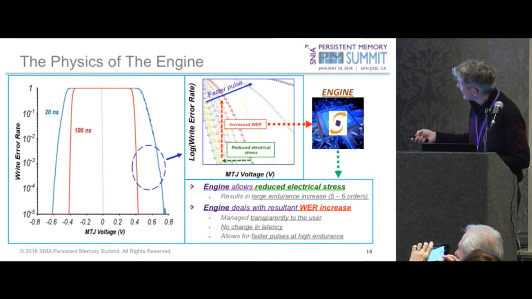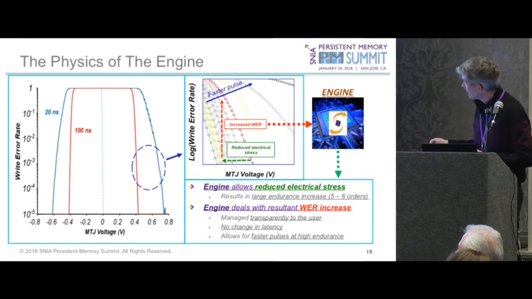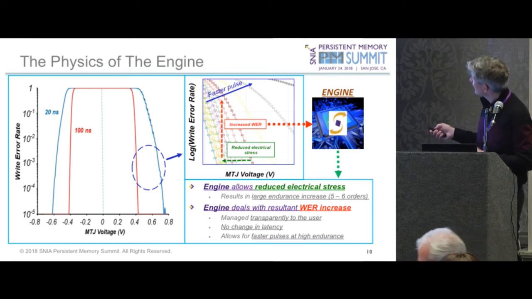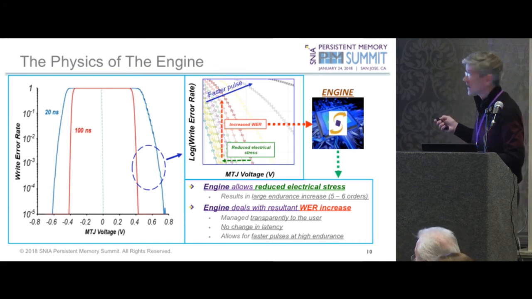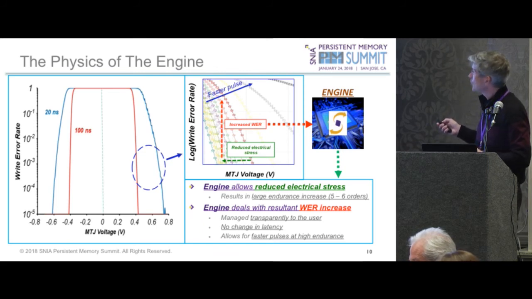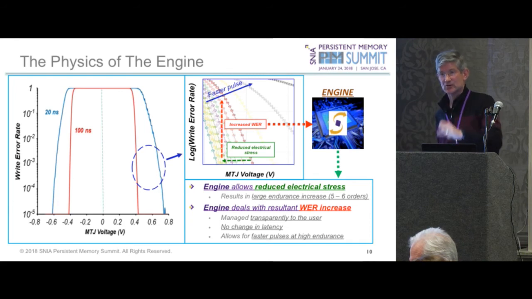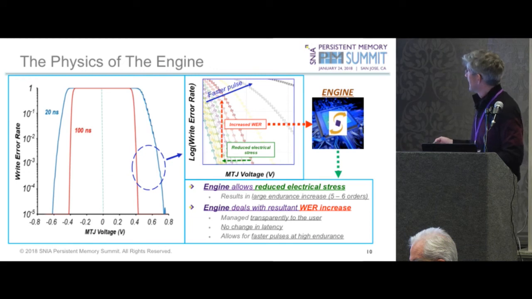So remember the write error rate, the stochastic nature of the switch, as a function of the voltage, because it is well defined by a certain function, and also with the pulse, the faster pulse effect. We can take that, we can reduce the electrical stress in the device, and what that does is increase the write error rate. That increased write error rate is dealt with using the engine without any impact to speed or extra ECC required. That reduction in electrical stress has an exponential impact on endurance because it reduces the stress across the thin magnesium oxide. So it allows reduced electrical stress, large increases in endurance of 5 to 6 orders of magnitude, and the engine deals with the resultant WER increase, transparent to the user.